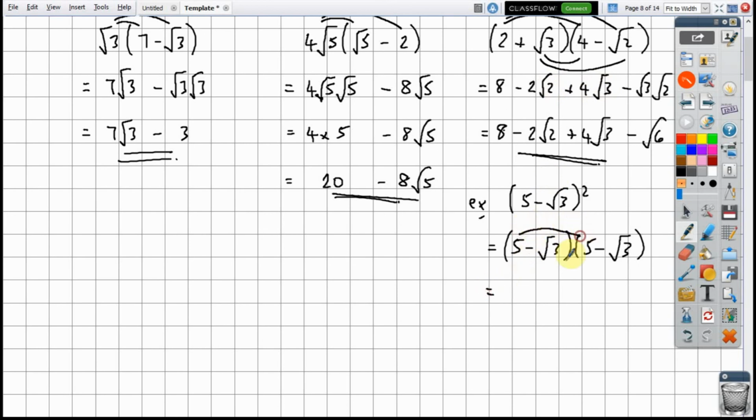So 5 fives are 25. 5 times negative root 3. 5 times negative root 3. And be very careful, negative root 3 times negative root 3. A negative times a negative makes a positive, and we've got root 3, root 3.